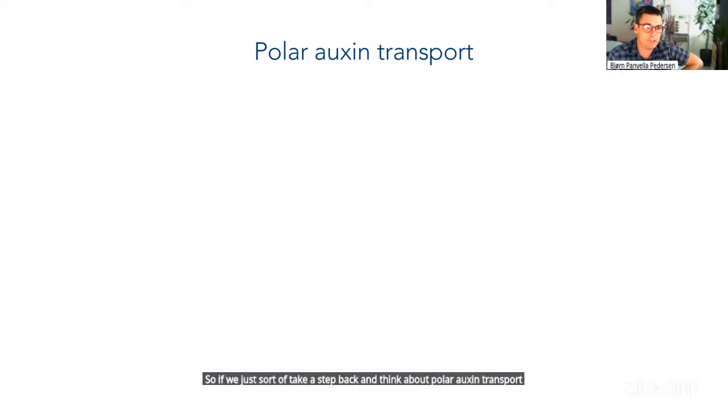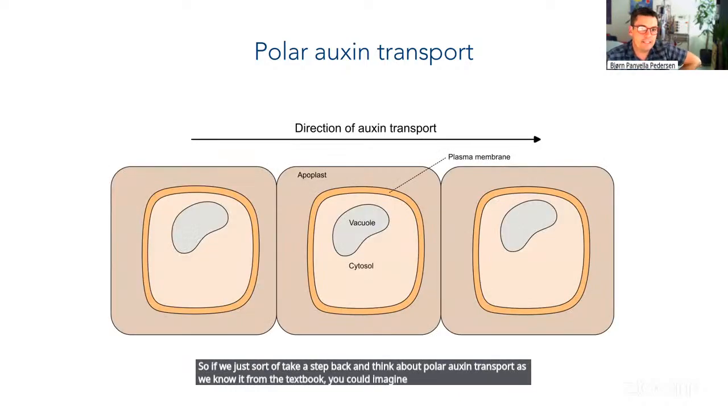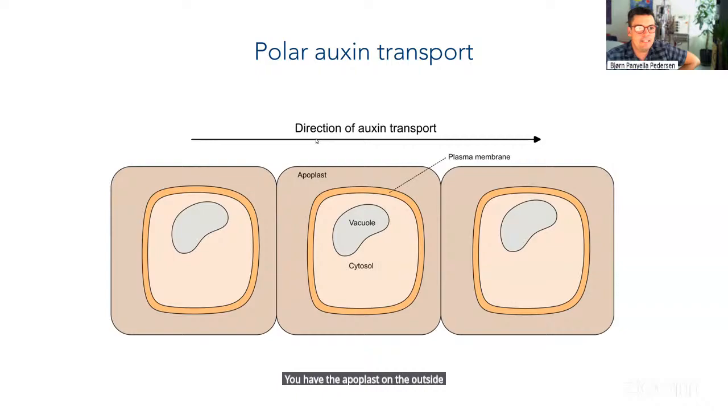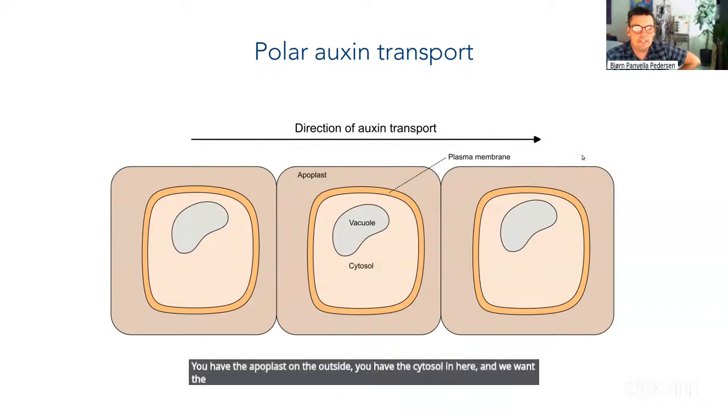So if we just sort of take a step back and think about polar auxin transport as we know it from the textbook, you could imagine something like this. Here you have 3 different plant cells. You have the plasma membrane here in some sort of brownish orange. You have the apoplast on the outside. You have the cytosol in here, and we want the auxin to go in this direction across the screen.